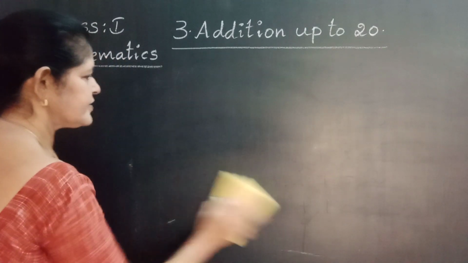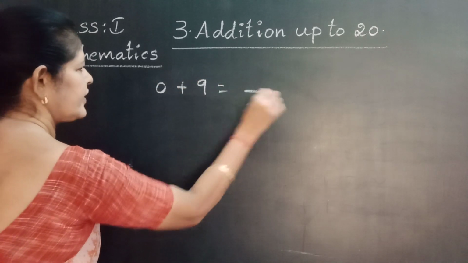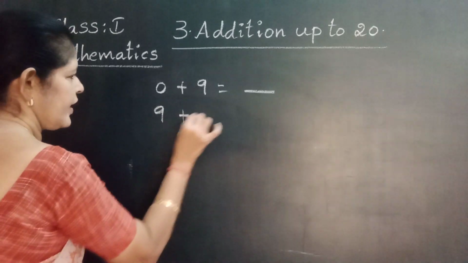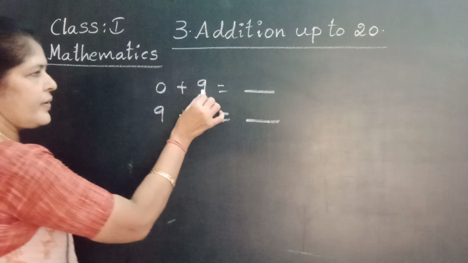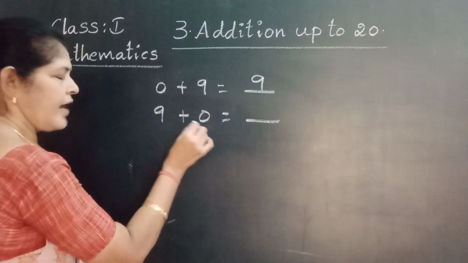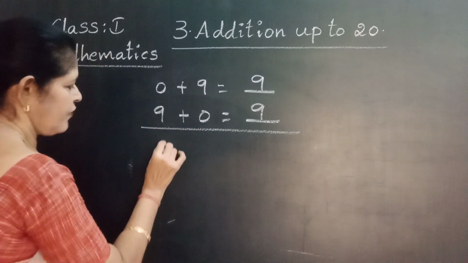These all are concepts, my dear children. 0 plus 9, what is the answer? 9 plus 0, what comes in total? 0 plus 9, 9. 9 plus 0, 9. Very good. Super. Next one.